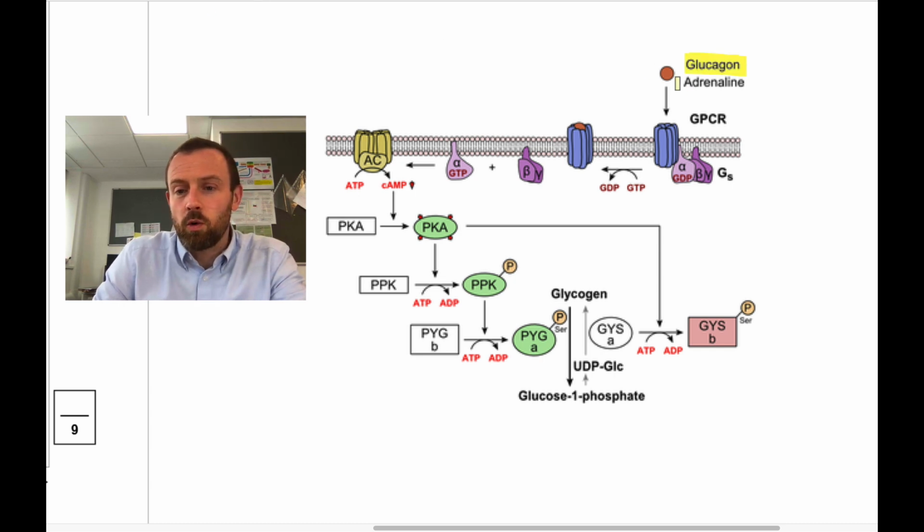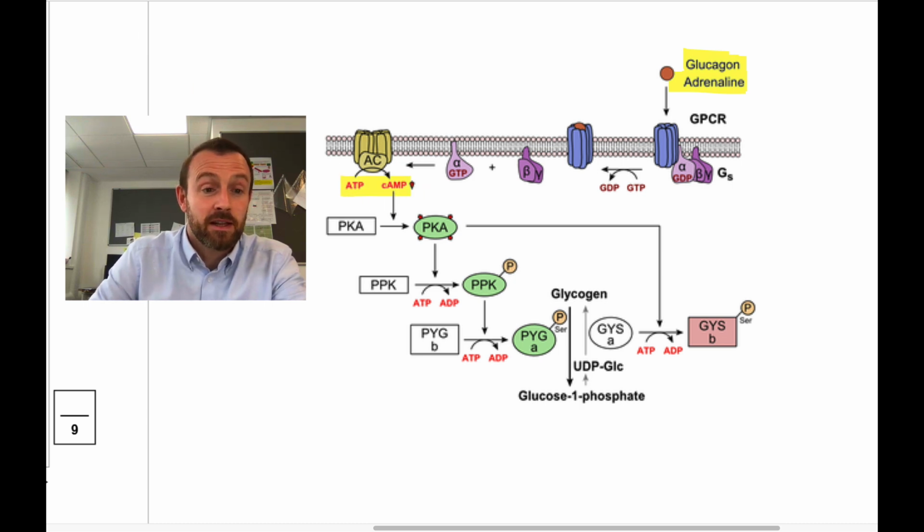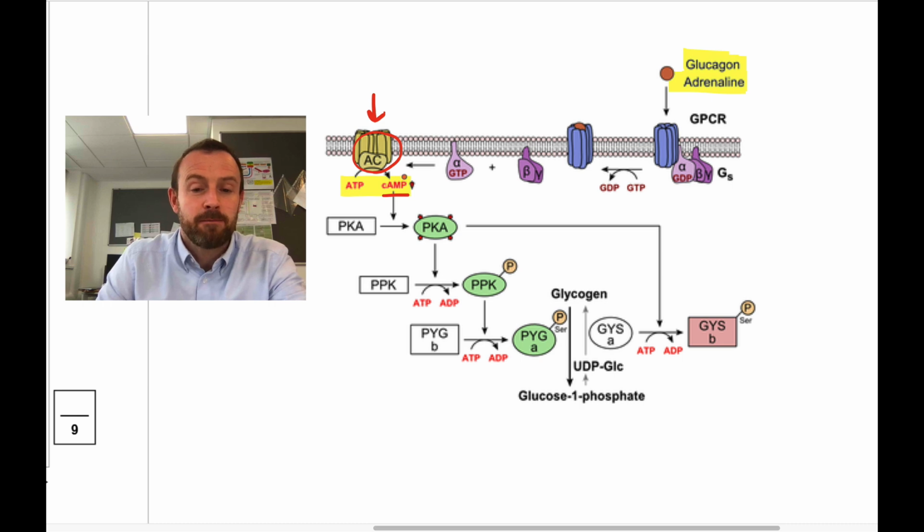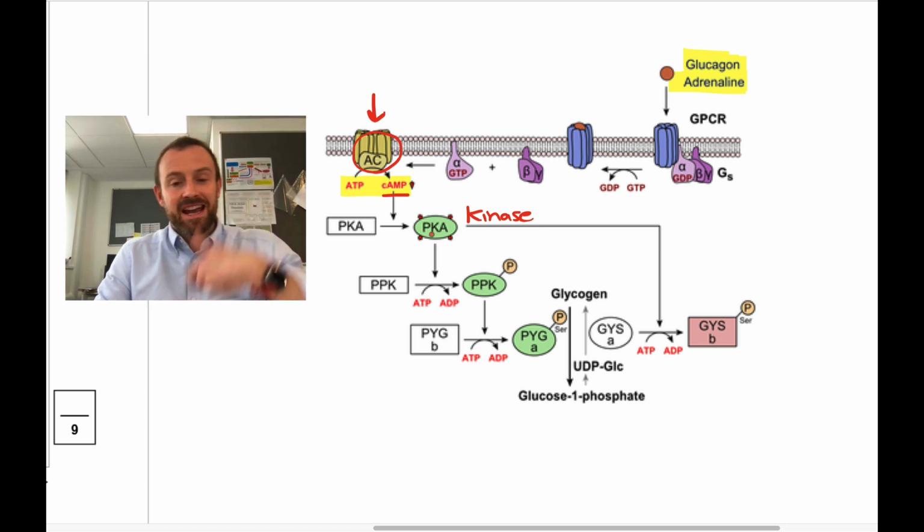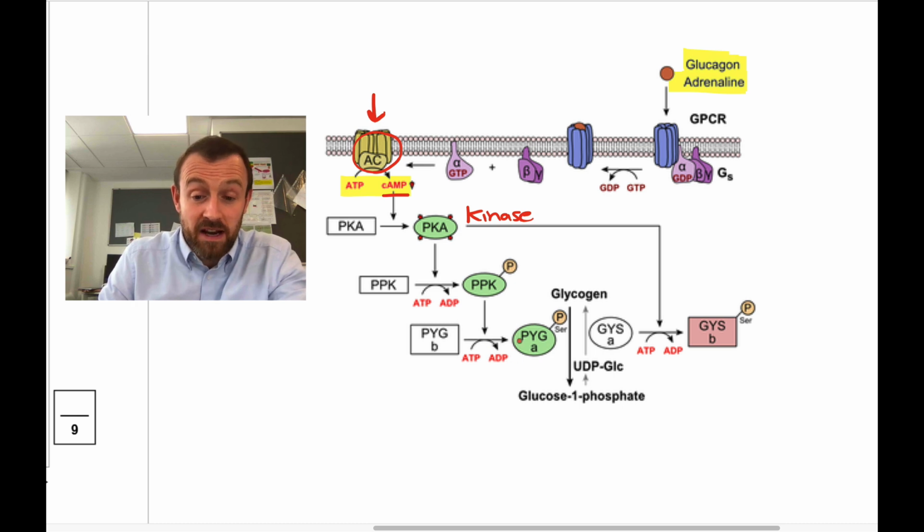Either glucagon or adrenaline work in this same way. When they bind to receptors, they trigger the conversion of ATP into cyclic AMP, which happens inside the cell. And this enzyme here, AC, is adenylate cyclase. That's the protein that causes the production of this second messenger, cyclic AMP. It then activates a kinase enzyme. It's actually called protein kinase A, but you can just call it a kinase.